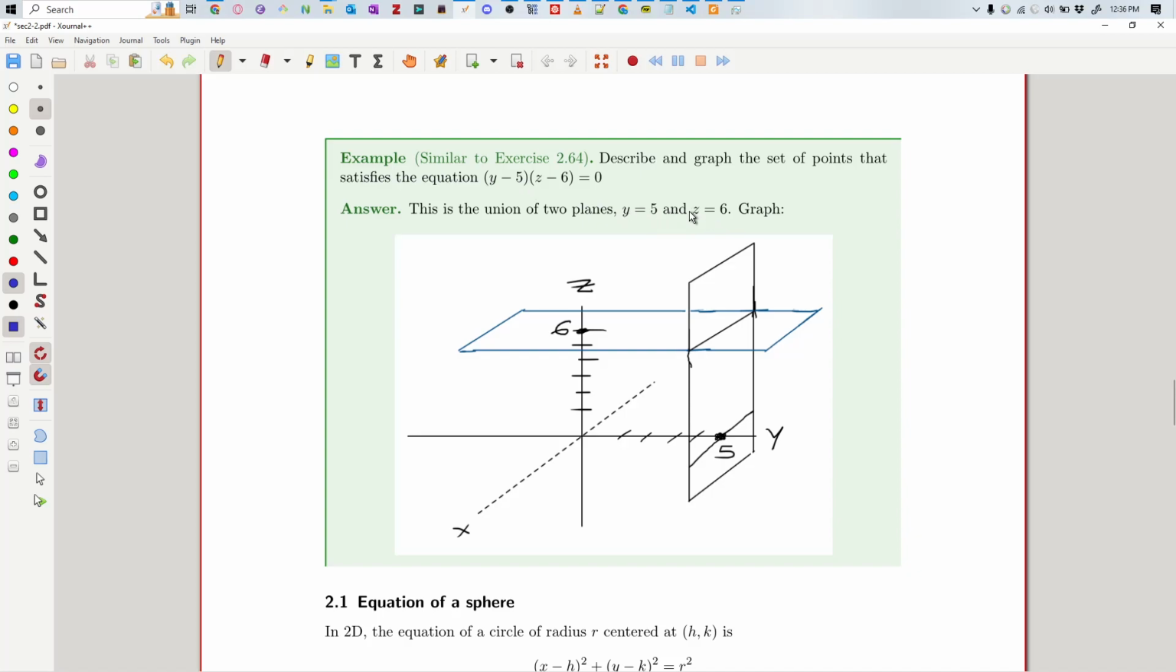And these things are planes. So the way we combine this information is we take the union. The points that satisfy this equation have either y equals 5 or z equals 6. And well, here's a sketch of this that I did by hand.